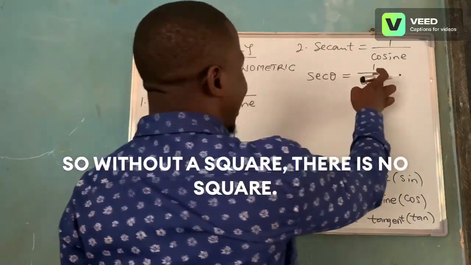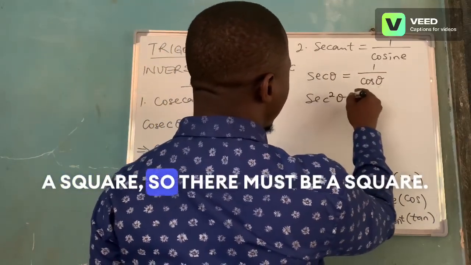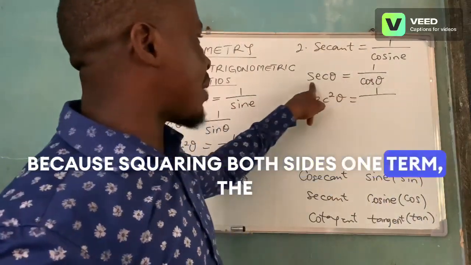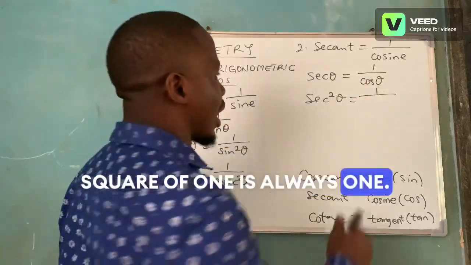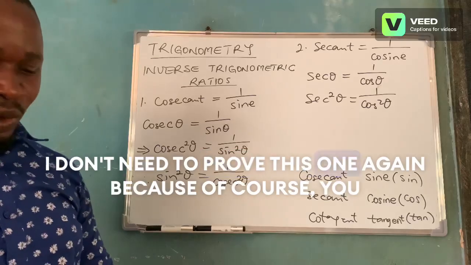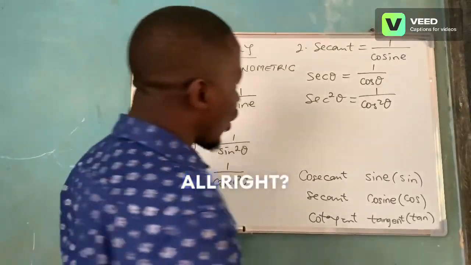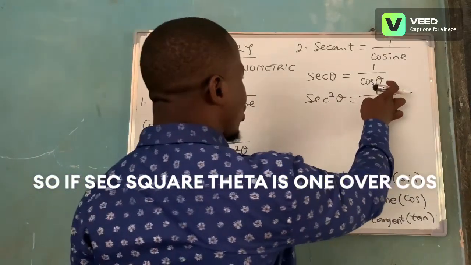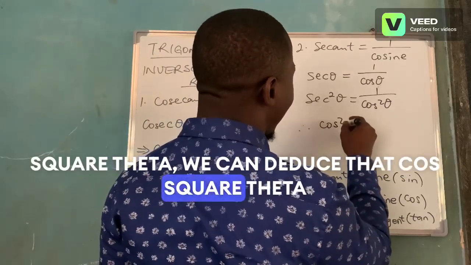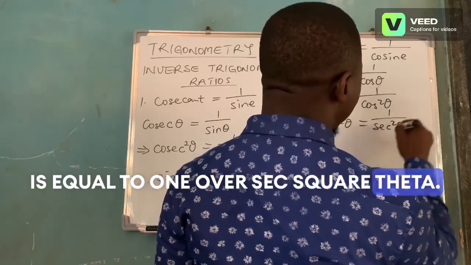So without a square, there is no square. So if we intend to give this one a square, there must be a square. Why must there be a square? Because squaring both sides, one term equals one term. The square of 1 is always 1. So the square of this one is cos square theta. I don't need to prove this one again because of course you saw what we did when we tried to prove the previous one. Alright, so if sec square theta is 1 over cos square theta, we can deduce that cos square theta is equal to 1 over sec square theta.